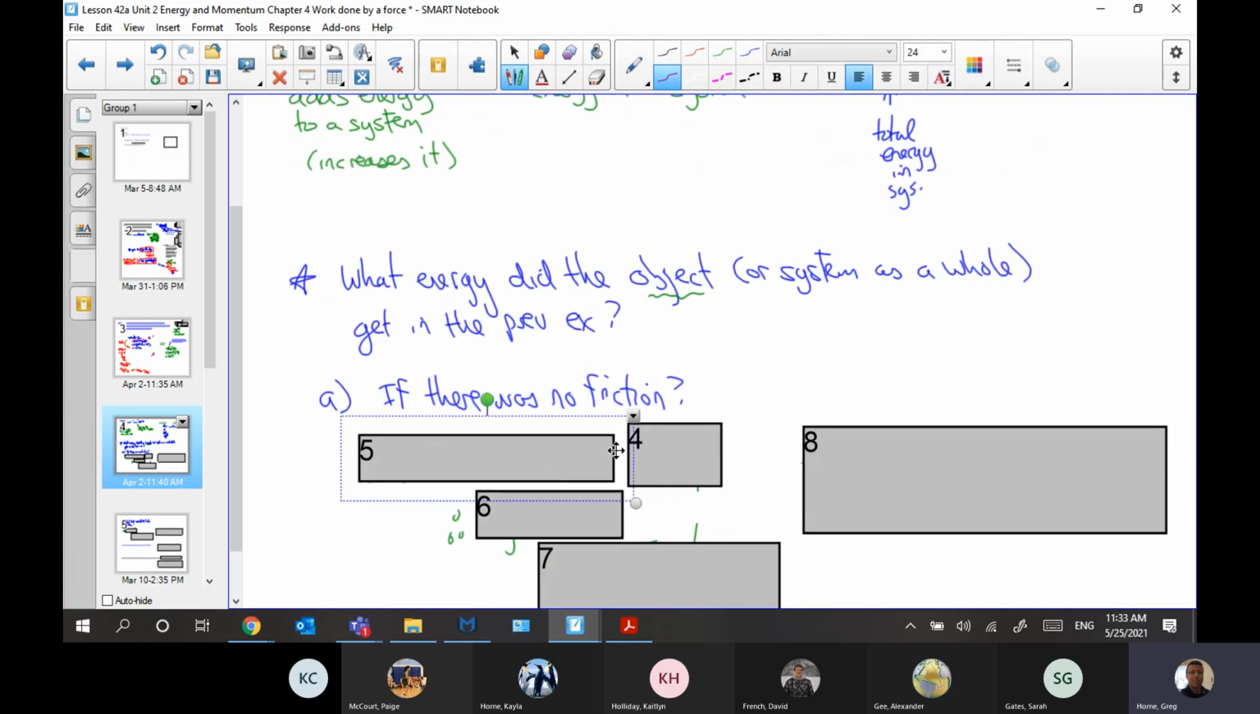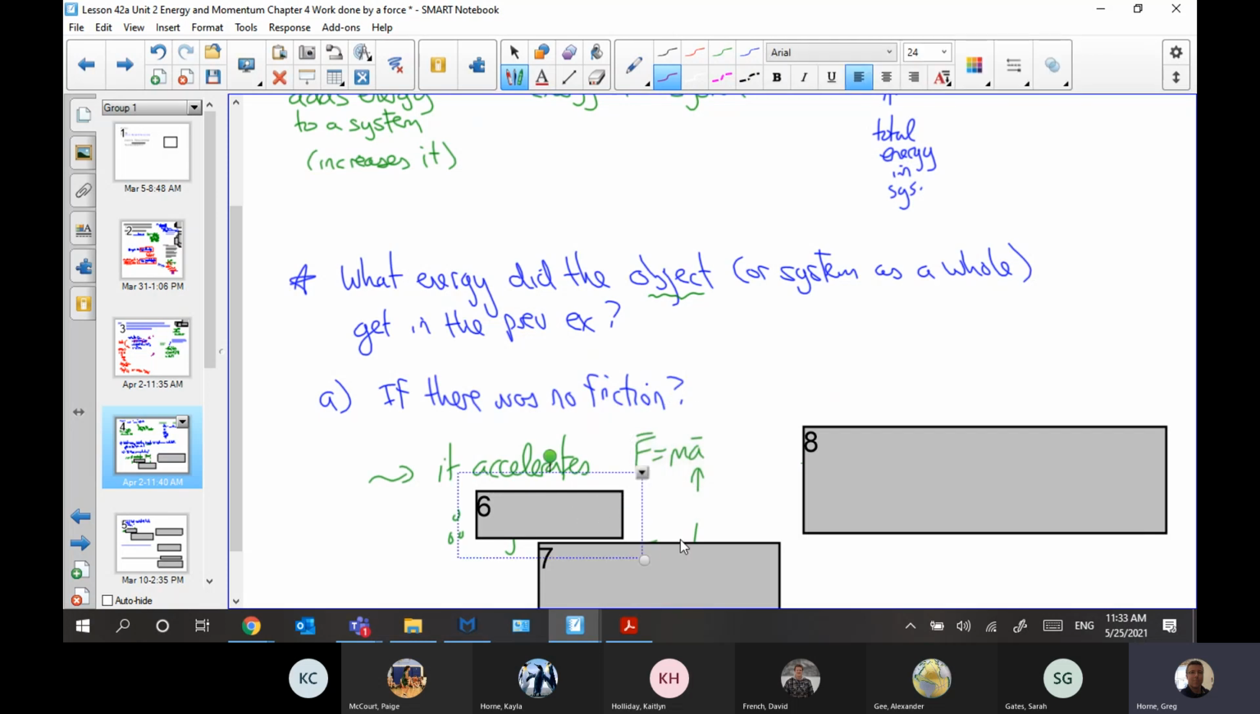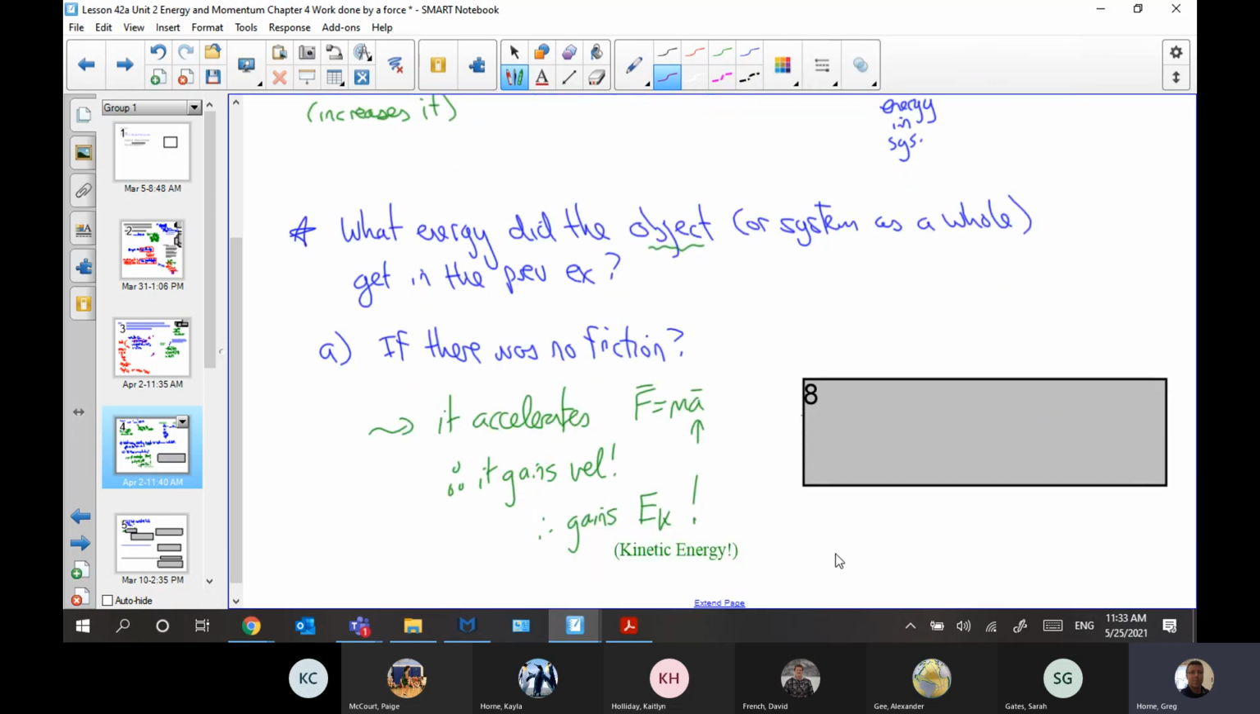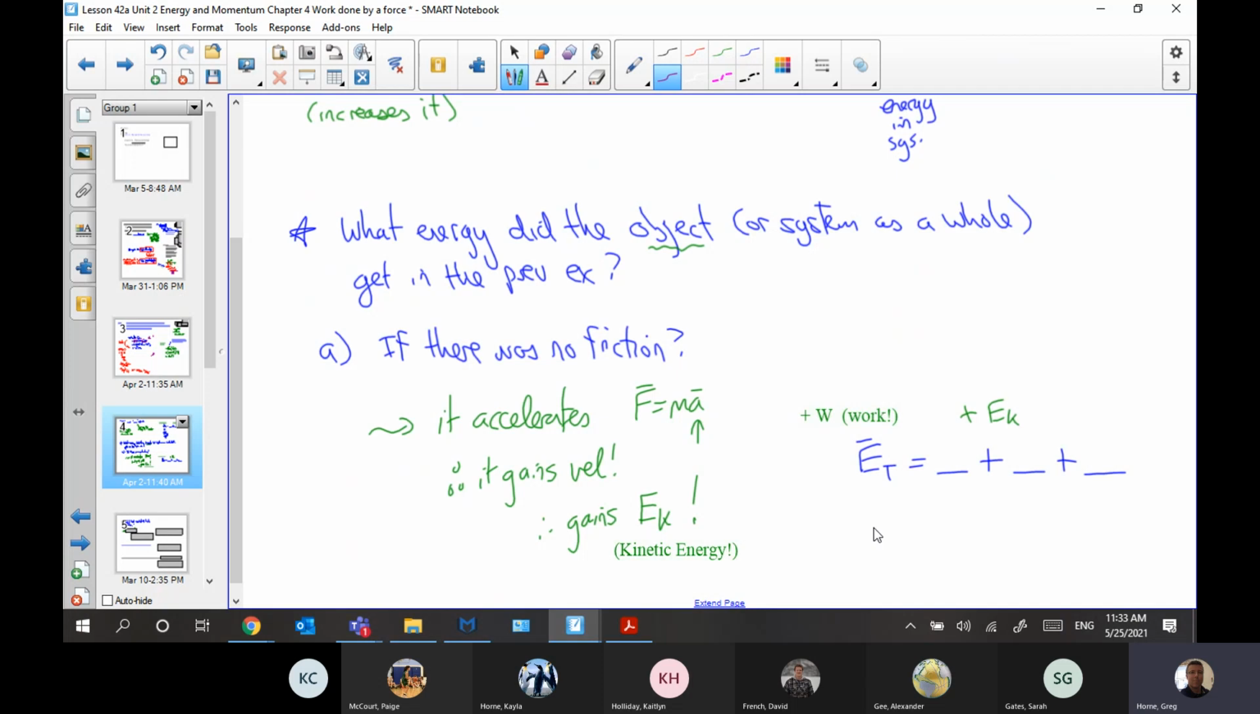Well, since there was no friction, then we know it accelerates, and so it gains velocity. There's another review lesson about the kinetic energy equation of 1/2 mv squared. But again, it's completely grade 11 review. What we'd be saying here for now is the total energy is, of course, we can tell we added kinetic energy to the system, right? So that would be in there like a positive EK.